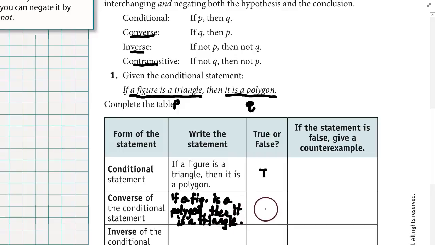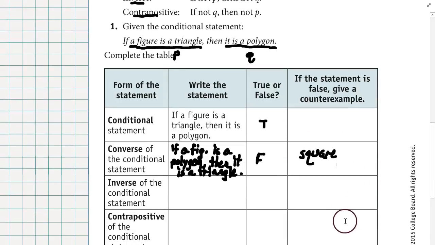Let's think about whether this converse is true or false. If a figure is a polygon, that means it has straight sides. Can we conclude it's a triangle? And the answer is false. There are a lot of polygons that are not triangles. So even a single counterexample, maybe a square. That's a polygon. That's not a triangle.